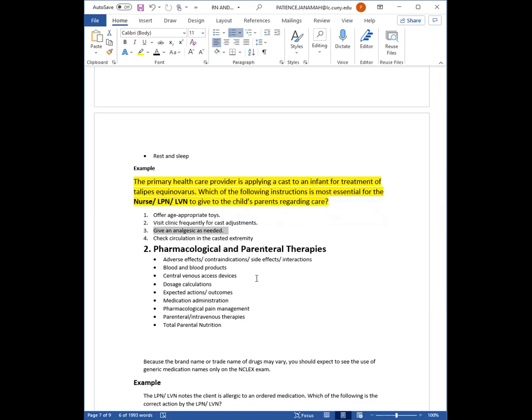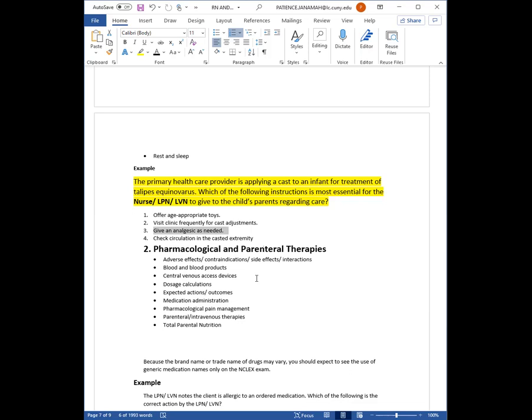You have to check the radial pulses to see are there pulses, or if the cast is on the leg, you have to check the pedal pulses. You have to make sure the blood is flowing. That's what you follow up with the cast.